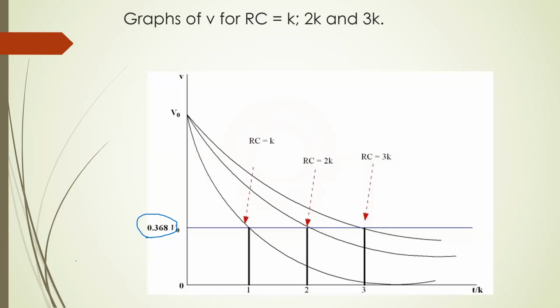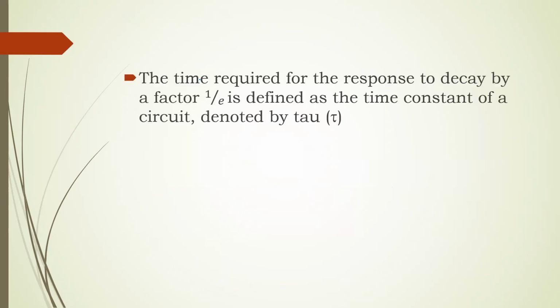Yes, sir. All right. So the definition is that the time required for the response to decay by a factor of 1 over E, which is 0.368, is defined as the time constant of a circuit. That's nice and simple. And it is denoted by tau.